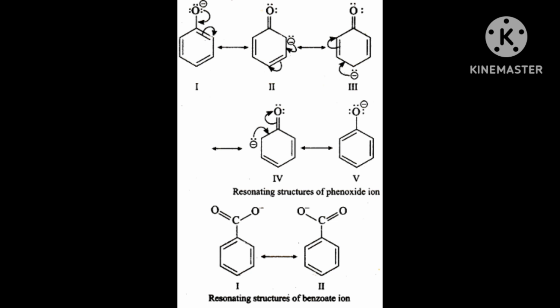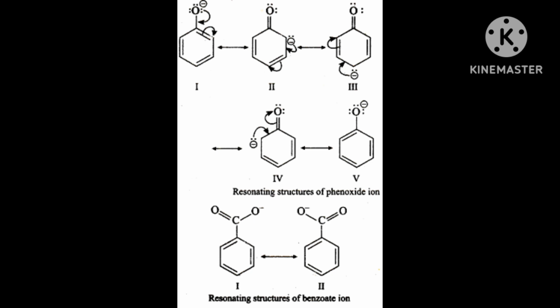Now one more pair will be added, meaning three lone pairs of electrons will be available, and the oxygen will be negative. Now this is called the phenoxide ion, because now the hydrogen ion, H plus, is not there; it is gone.